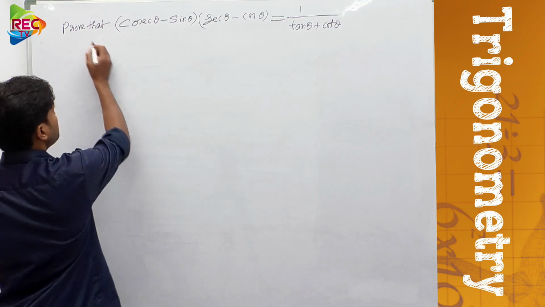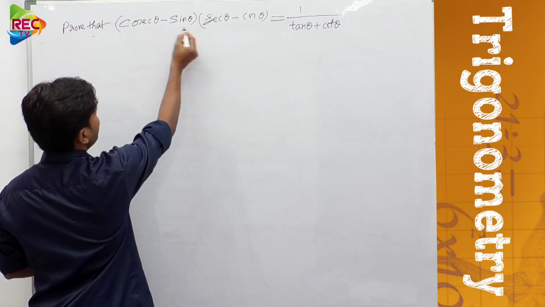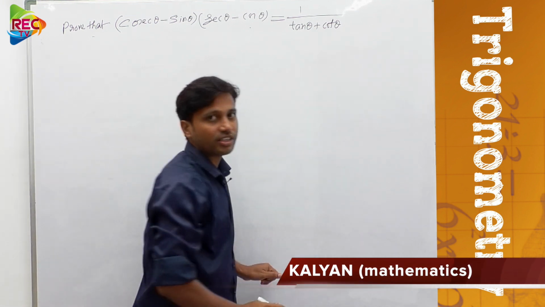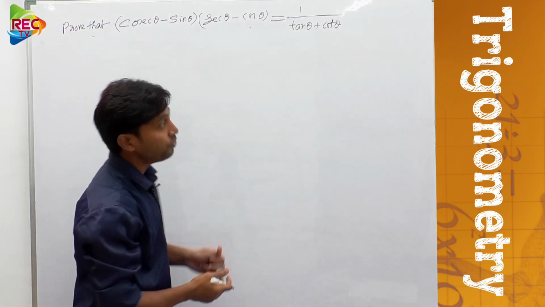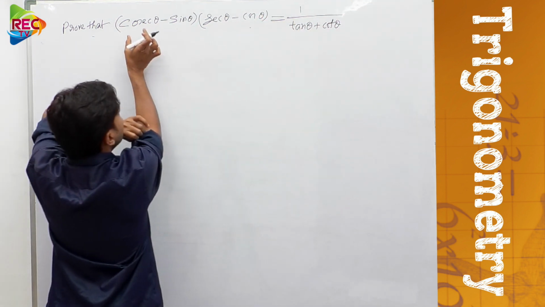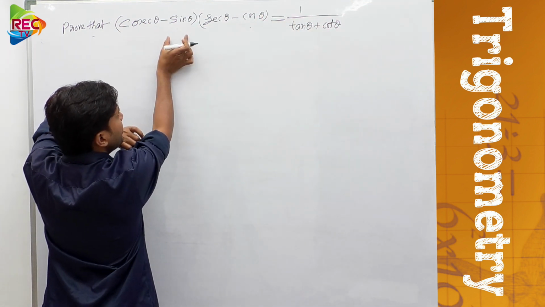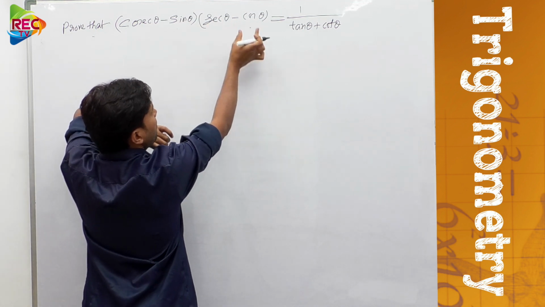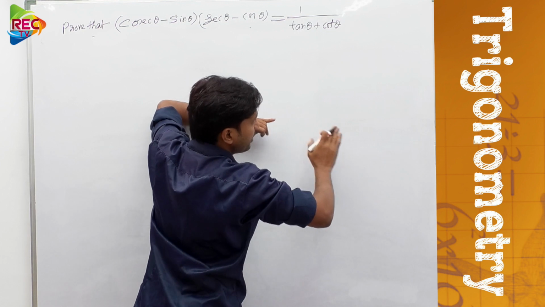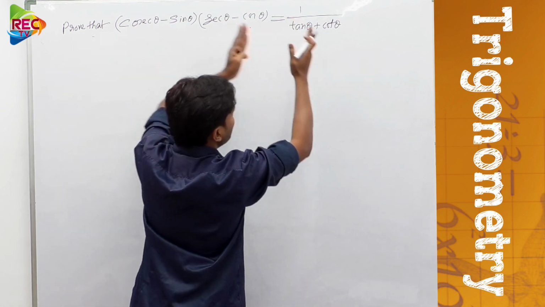Here also we need to show that (cosecant theta minus sin theta) into (secant theta minus cos theta) would be equal to 1 by (tan theta plus cot theta). Once again telling you, here we need to show this equal to this. We need to take the left side and obtain the right side.